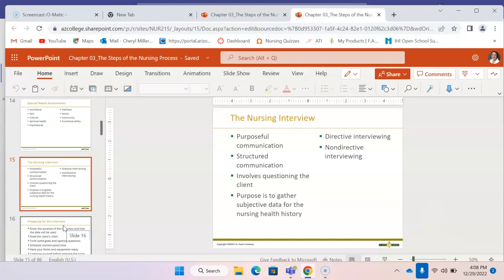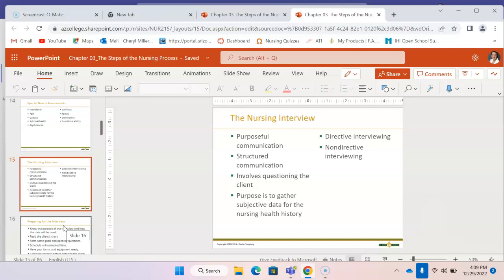So when you go into doing a nursing interview, hopefully they find you somebody that's really good at talking, right? Because they're the best patients. But you also have to realize that you were there for a reason and you need to stick to it too and communicate as well. Okay, so it's a purposeful communication, structured communication. You have a list of things to ask somebody. It involves questioning the client, which potentially could also mean a loved one.